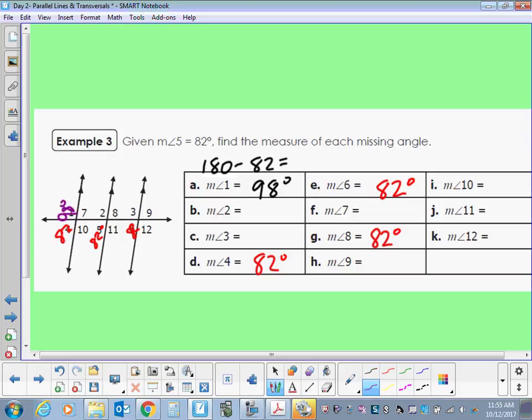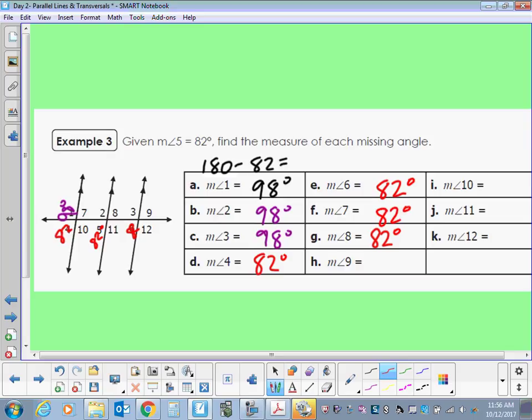2 and 3 are corresponding, so they're going to be 98 degrees. Alright, so now what's left? 7, what'd you get for 7? 7 is a vertical angle of 4. So that's 82 degrees.